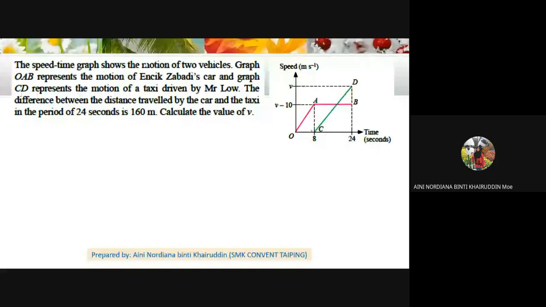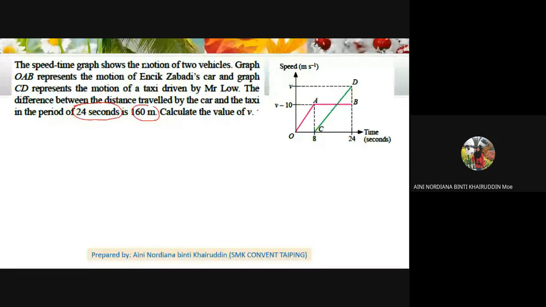The speed time graph shows the motion of two vehicles. Graph OAB, the pink color, represent the motion of Encik Zabidi's car, and graph CD, the green color, represent the motion of a taxi driven by Mr. Low. The difference between the distance traveled by the car and the taxi in a period of 24 seconds is 160 meter. Calculate the value of V.